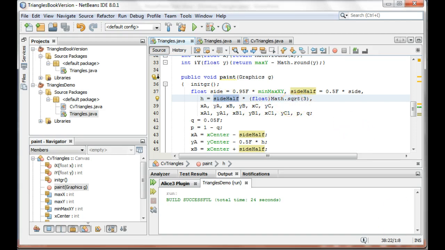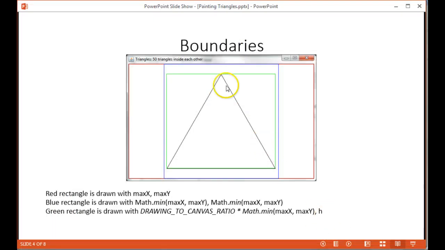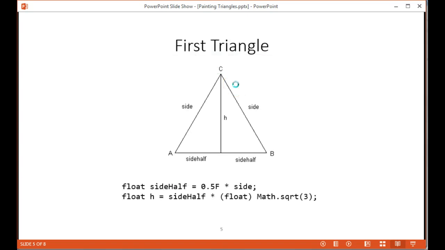Now, if we look here, the green rectangle is actually of height h. And if we think about it for a second, we're drawing an equilateral triangle with vertices A, B, and C. We'll look at the vertices in more detail in a second. But what we want is a triangle of height h and side length side, okay? And this distance from here to the center is side half, and this distance from here to here is side half.